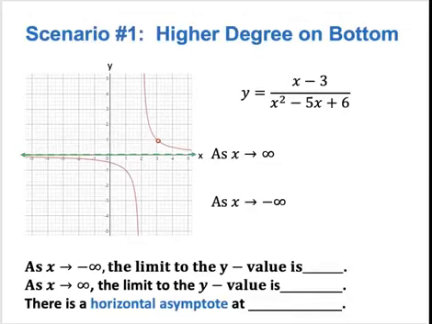Let's look first at scenario 1, the case where we have a higher degree on the bottom. Right here we have the rational function y equals x minus 3 over x squared minus 5x plus 6. Let's just look at the graph. If we look at the graph as x approaches infinity, notice that f of x is approaching 0. So as x approaches infinity, f of x approaches 0. And if we look from the left, as x approaches negative infinity, f of x is still approaching 0.